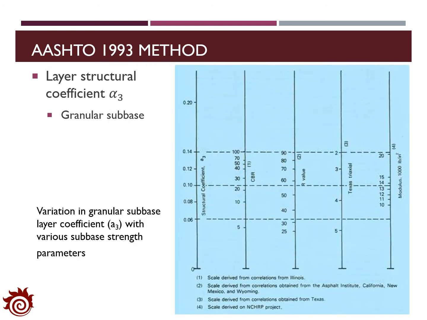This chart is applied for the estimation of A3 with respect to the granular subbase layer. The chart here is very similar to the one applied for the value of A2. Basically, in this chart, the left axis is the scale for A3, and it could be determined based on the value of CBR, R value, Texas triaxial test results, and the resilient modulus. For example, if CBR equals 23, then we can find the value of A3 as 0.1.